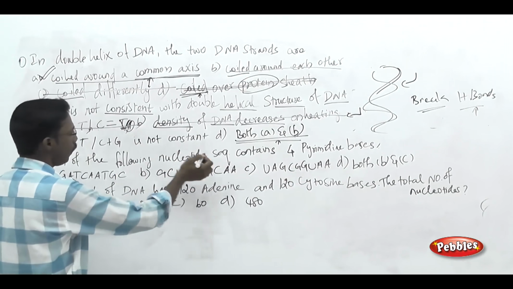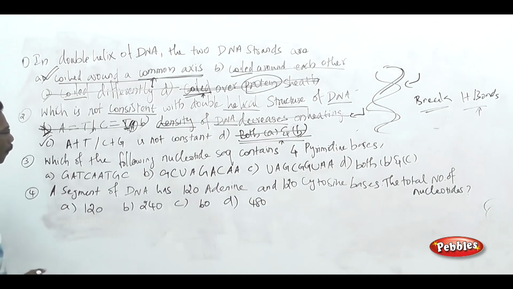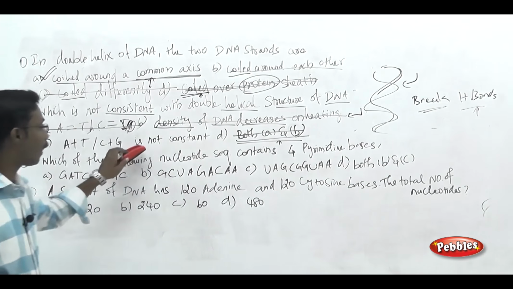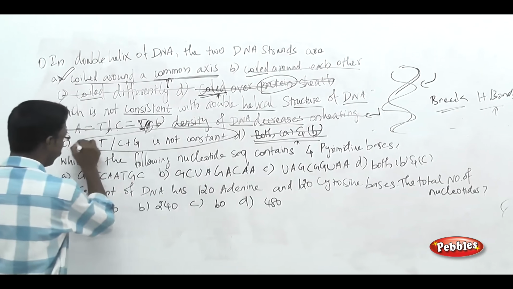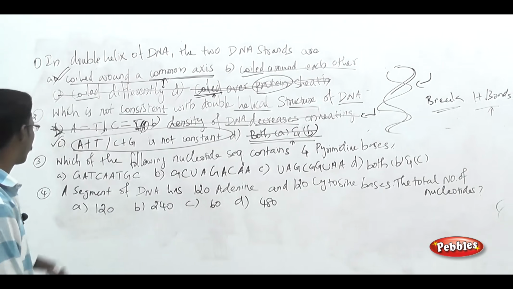Okay. So both A and B are wrong. So you can eliminate the particular choice. So the answer is A plus T and C plus G is not constant. That is the correct answer. And we are going to explain the particular thing in the next question. Okay. Come back to the next question.